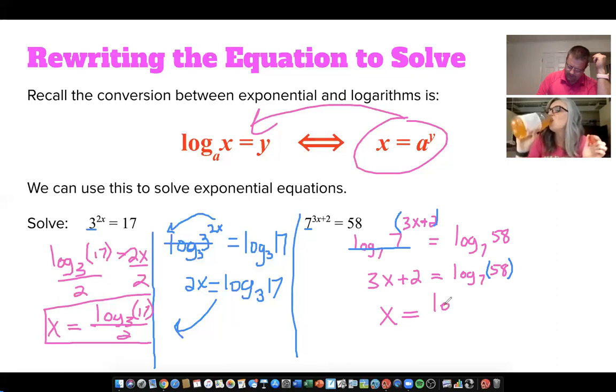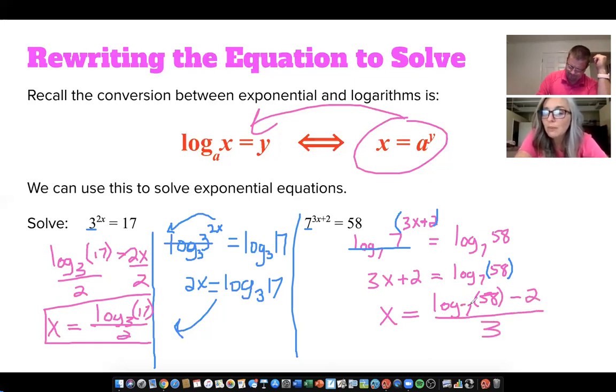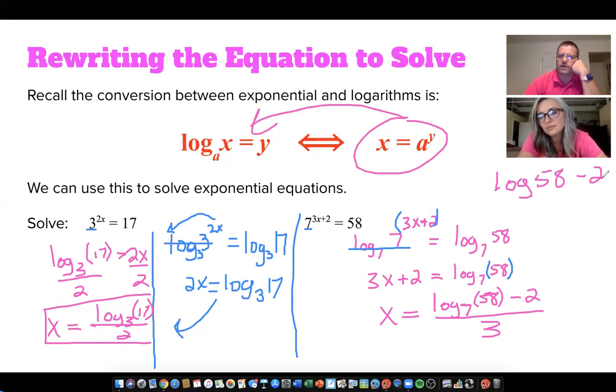So I'm going to have log 7 of 58. Oh, thank you for putting the parentheses in for me. This is actually the time when it becomes important to use the parentheses, because we're about to subtract 2. And we want to make it really clear that minus 2 is to the whole logarithm and not just to the 58. If you write this, I have the choice of marking you wrong.